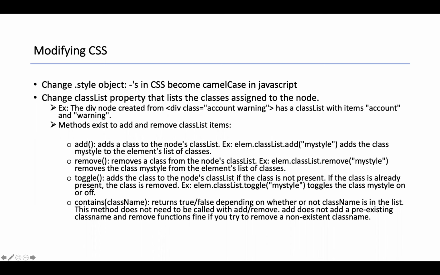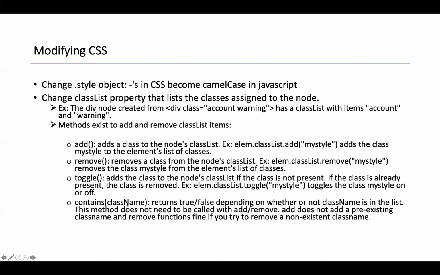So the classList property has 4 methods associated with it. You can add a class to the property, remove a class using just the string name, toggle, which, if you give it the name of a class, if the class is in the list, it will remove it, and if it is not in the list, it will add it. And then contains will return true or false, depending on whether the class name is there.